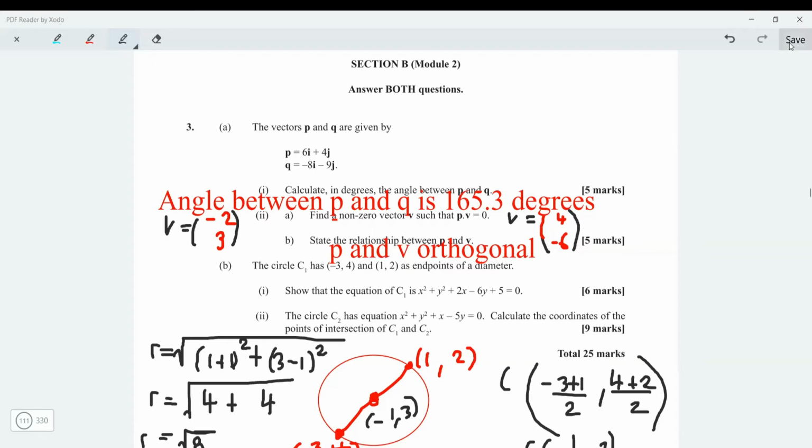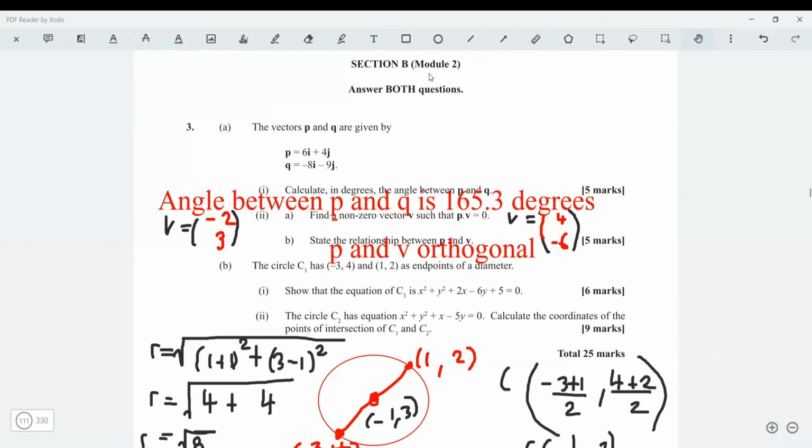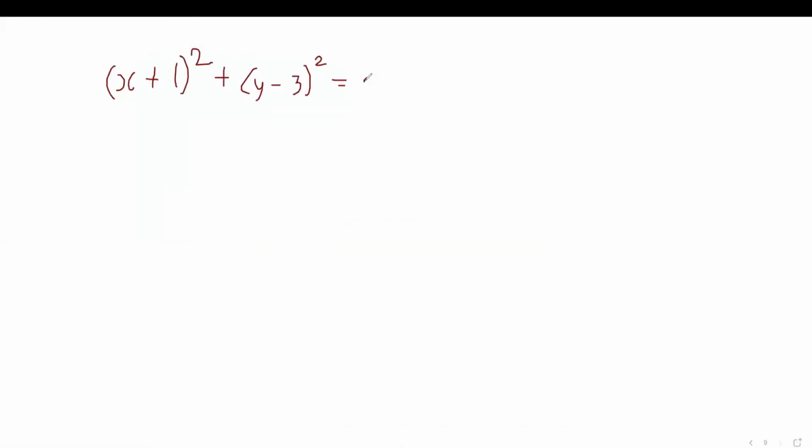Now, if the radius is the square root of 8, we don't have anything to worry about, because we have the center and we have the radius. So the equation of the circle is given by x minus the center, x minus minus 1, so it becomes x plus 1 squared, plus y minus the y value at the center, y minus 3 squared, and that's equal to r squared. r is the square root of 8, so r squared is just 8.